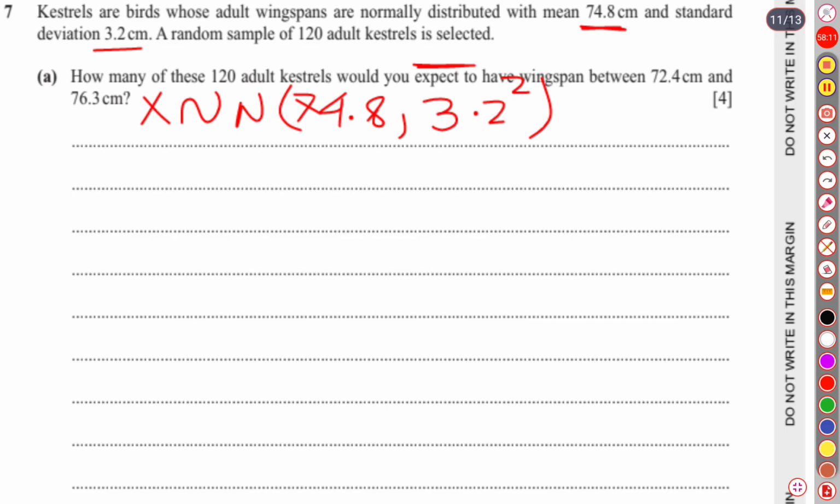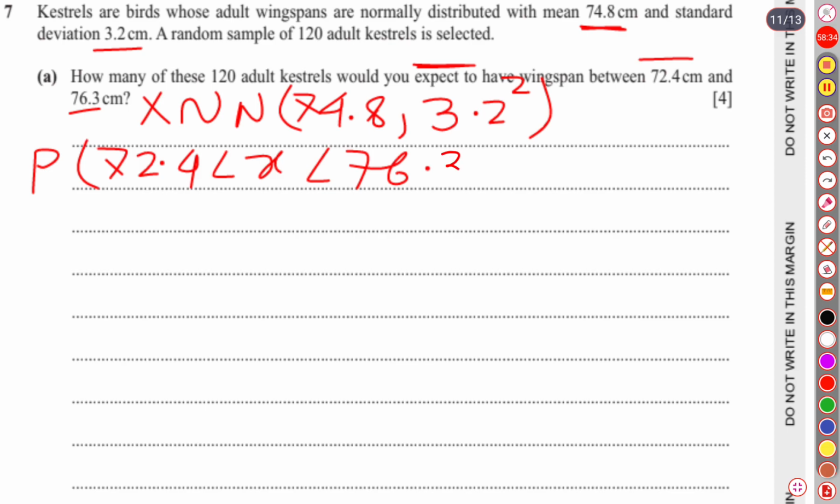Then they have told us to find the expected value, so we should know the probability. It is not a single x, it is actually a range that is given. So between 72.4 and 76.3. Then we will have to standardize the score.